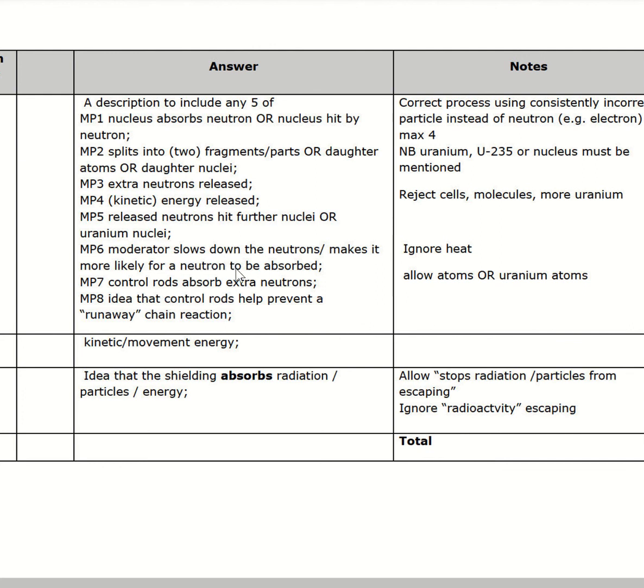Control rods absorb extra neutrons. They absorb the extra neutrons, and that helps prevent a runaway chain reaction. So, like, it keeps going on, it's uncontrolled and all that.